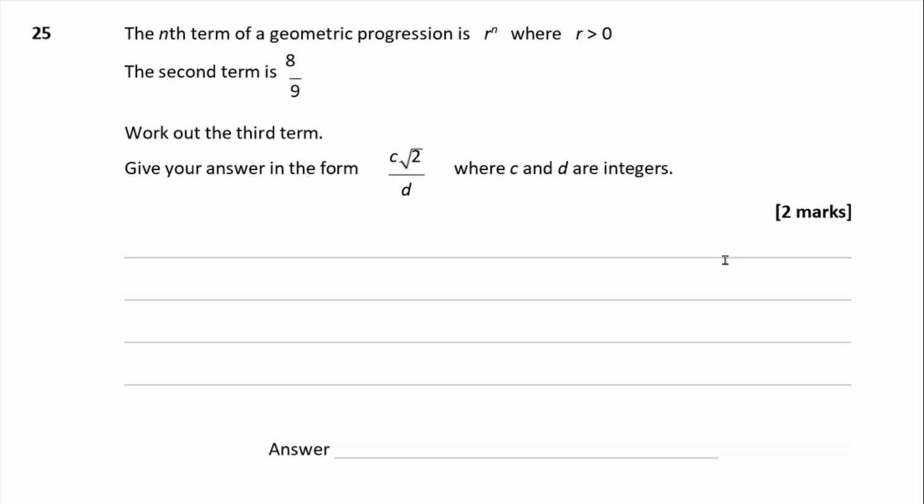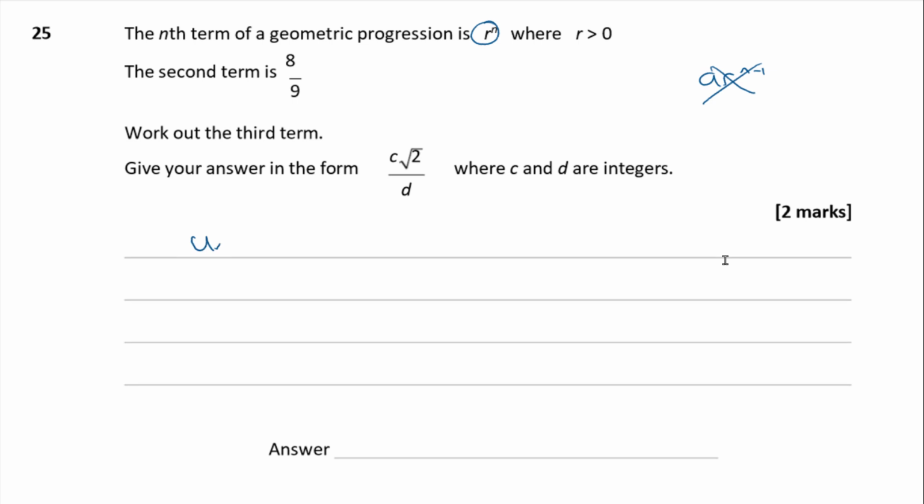Question 25. The nth term of a geometric progression is r^n. The second term is 8 over 9. Work out the third term. Give your answer in the form c root 2 over d, where c and d are integers. Okay, so the nth term of a geometric progression is r^n. Normally we use ar^(n-1), that's what I normally use, but they're telling us here it's r^n, so that's what we're going to use. So I'm not going to use that one today. I'm going to use r^n.